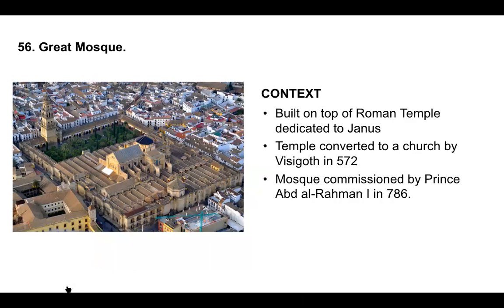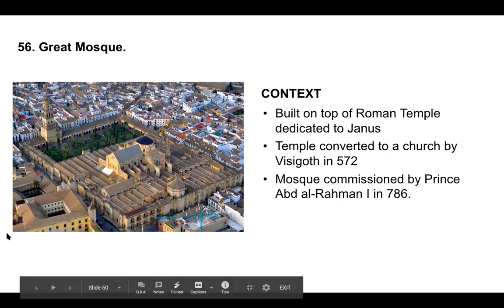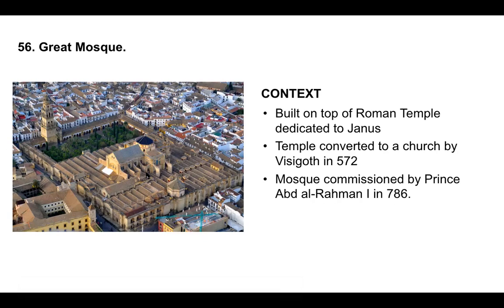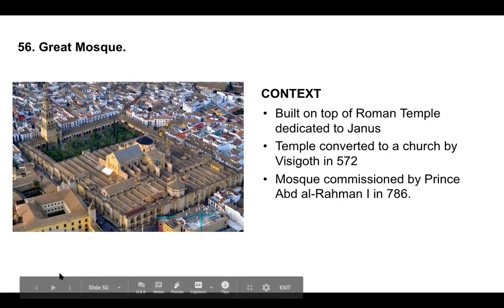It was built on top of a Roman temple that was dedicated to Janus, and it was later converted into a church by the Visigoths in 572. If you look at it carefully, you can actually see that there's a church smack dab in the middle of it, and then it became a mosque in 786. It actually went back to being a church, and you can still go inside that church today, and you can also go inside the mosque. It's one of the reasons it's in such good condition.